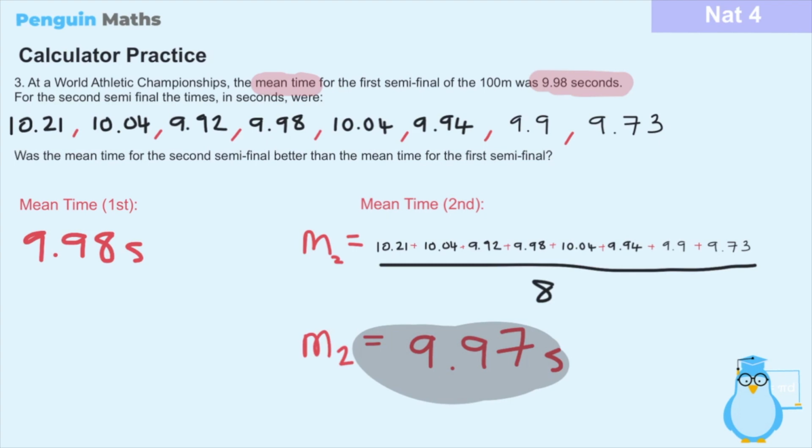Now the question asks us, was the mean time for the second semi-final better than the first? And what do we mean by better? Well, if it's a race, a better time would be a shorter time or a quicker time. And we can see that for the second semi-final, 9.97 is a smaller value than 9.98. So that would mean that for the second semi-final, this would be the better time. So for our answer, we could just simply say that yes, for the second semi-final, the time of 9.97 was better than the first semi-final.